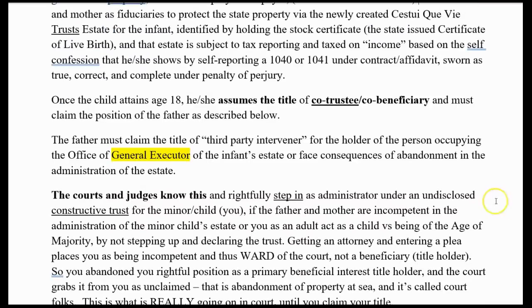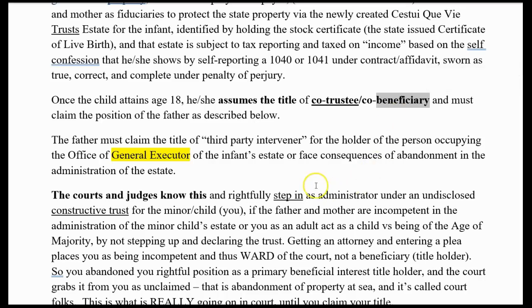Once the child attains age 18, she assumes the title of co-trustee and co-beneficiary. Now remember, a trustee in any relationship is liable. You go through life being liable, don't you? But you also forget to claim that you're a beneficiary. You need to learn how to do that, and you're about to learn that. So take good notes. You've got to claim that position as the father of the father, as described below.